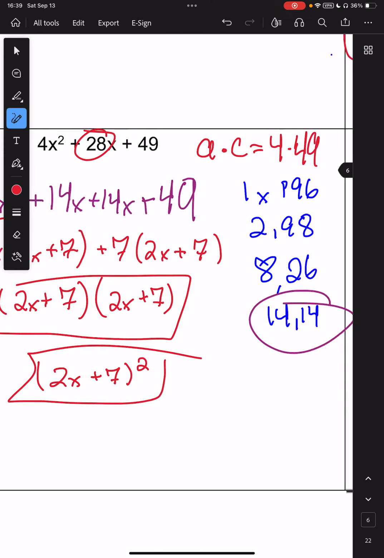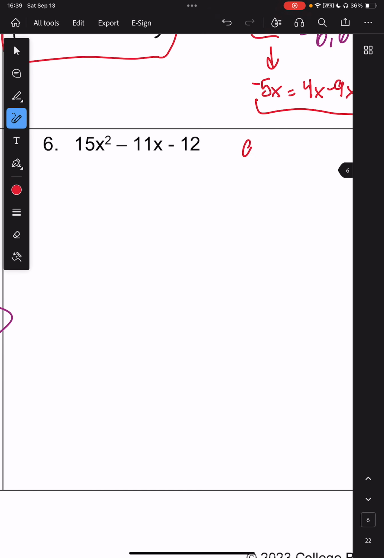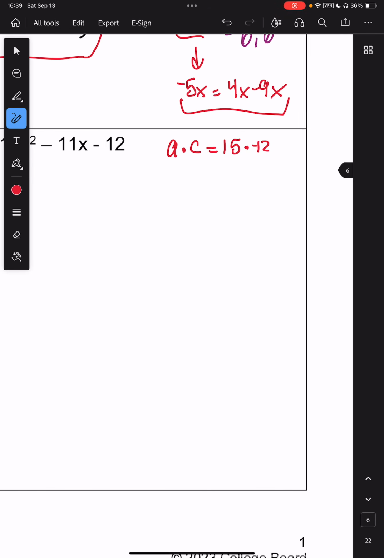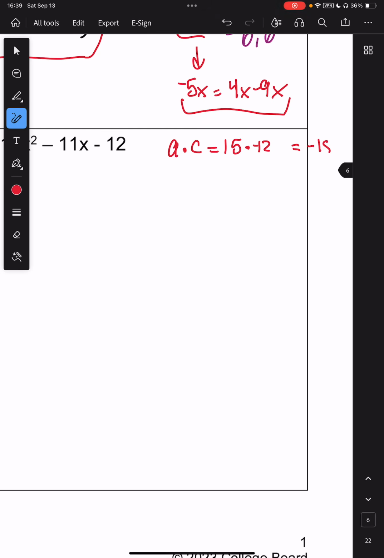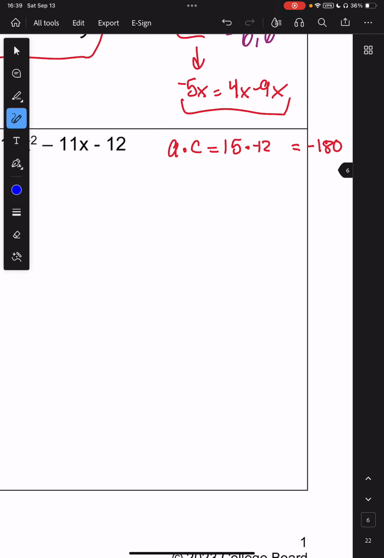Okay, so now let's go to 6. 6 says 15x squared minus 11x minus 12. So remember, A times C, our A is 15, our C is negative 12. So 15 times negative 12 is negative 180. 180 is a very large number, and there's a lot of things that multiply out to negative 180.